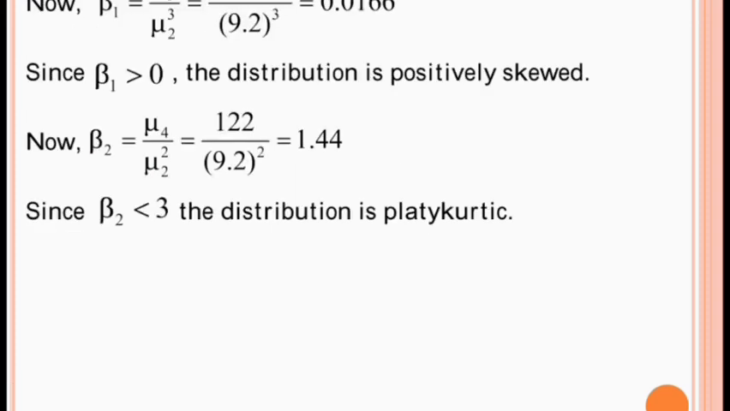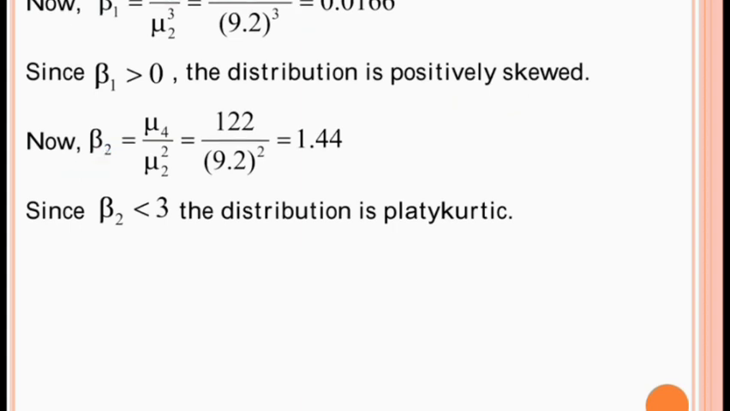Now see, we have to comment on its nature. So we will find beta 1 and beta 2. Beta 1 is given by mu3 square upon mu2 cube. We'll put the values of mu3 and mu2 which we have found just now, and on simplifying this you get 0.0166. Since beta 1 is greater than 0, the distribution is positively skewed. Okay, if it is less than 0, then it is negatively skewed.